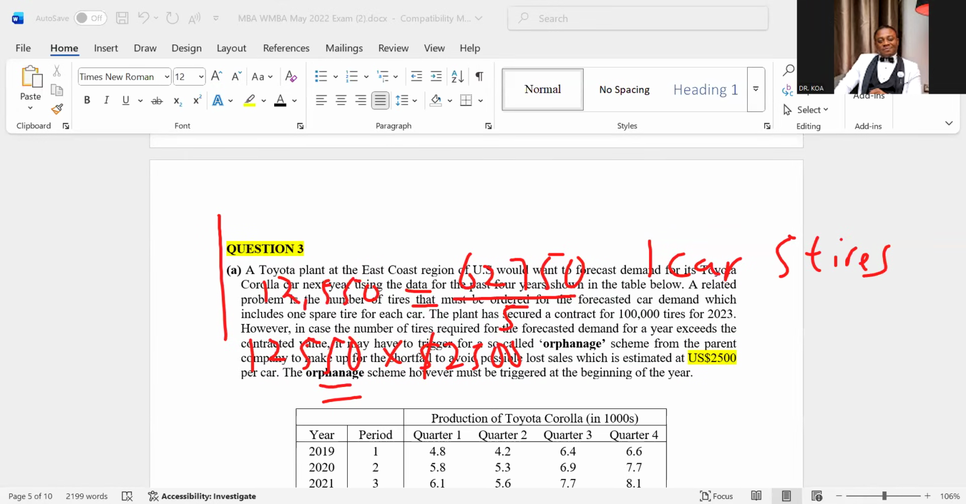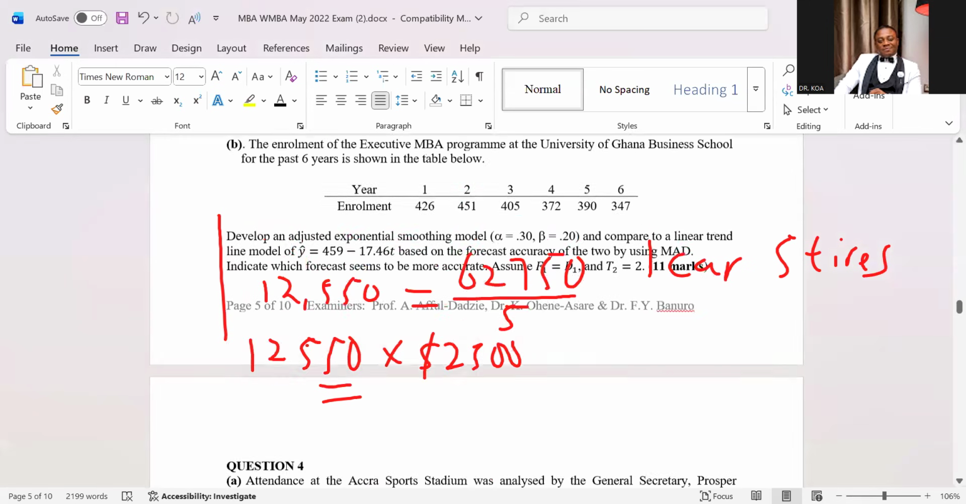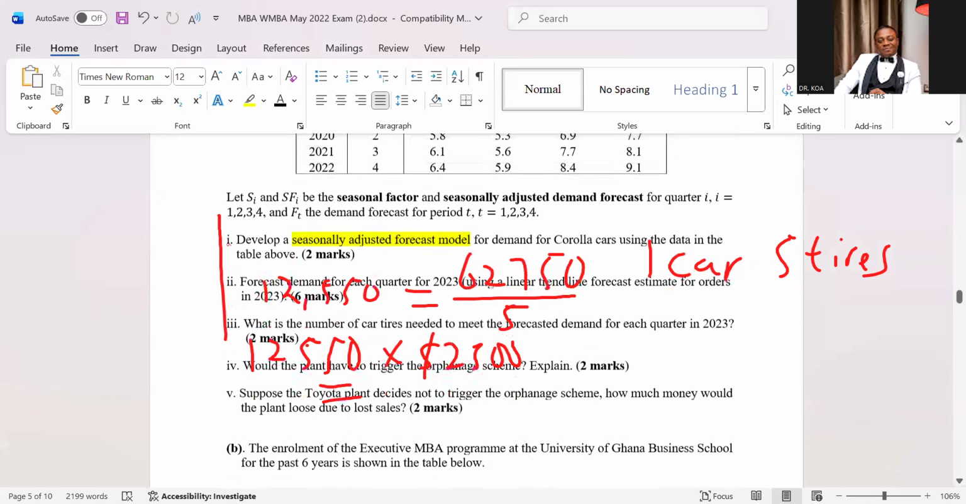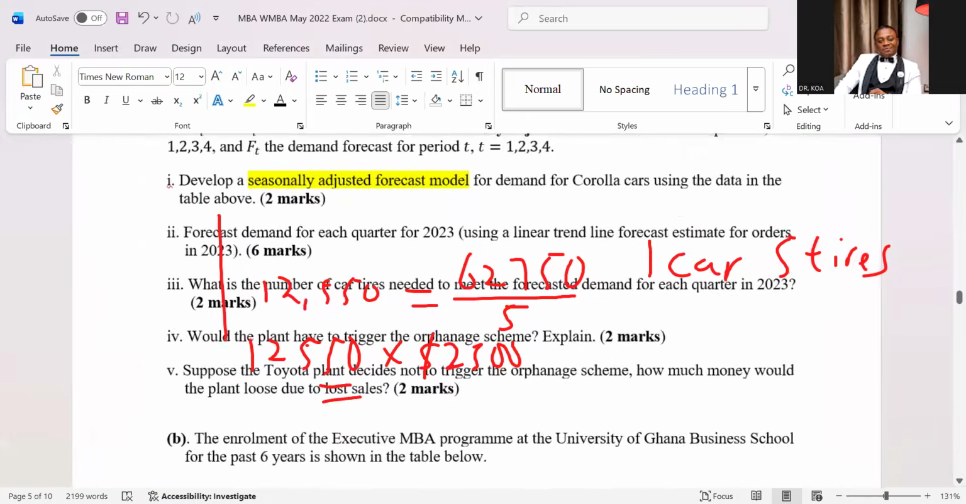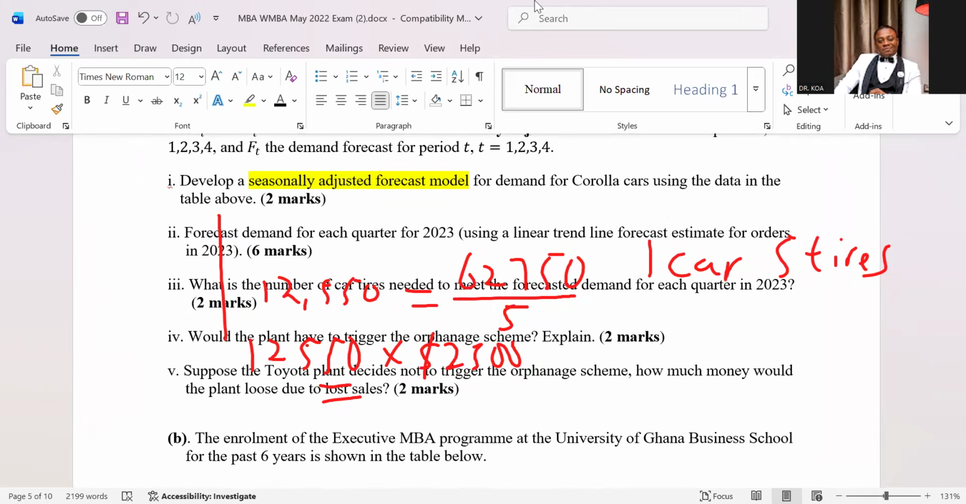And that is why we've got to activate the orphanage, the money there. Got to trigger the money that we have put into the orphanage. Does that make sense? Yes, please. So, if you look at this latter part of the question, will the plant have to trigger the orphanage scheme? You all can say yes, but you've got to say yes with a numerical statement. So that is the part that we've just gone through, using that 30-something million to indicate, yes, we need to trigger it, else we are going to lose that money.